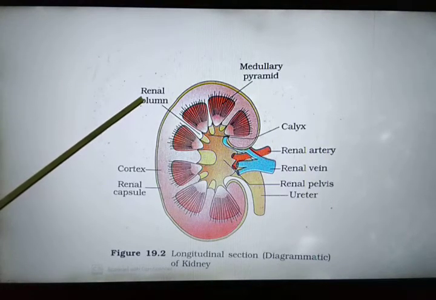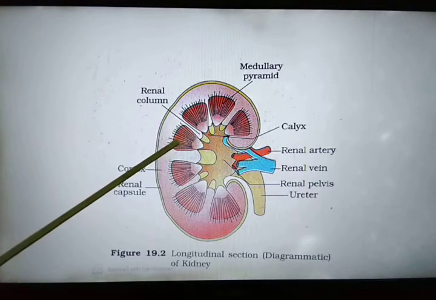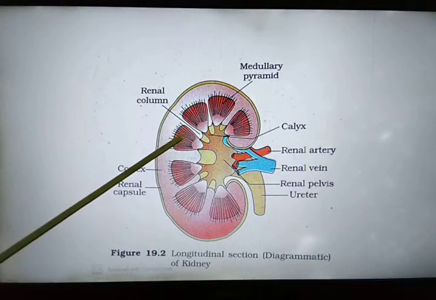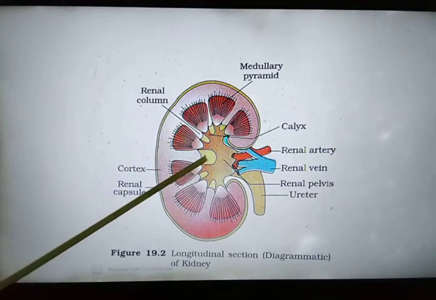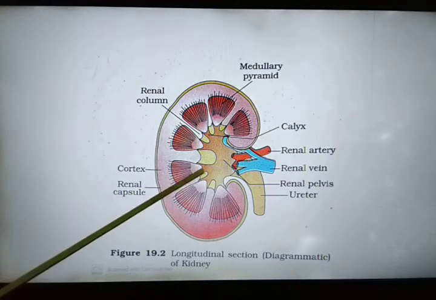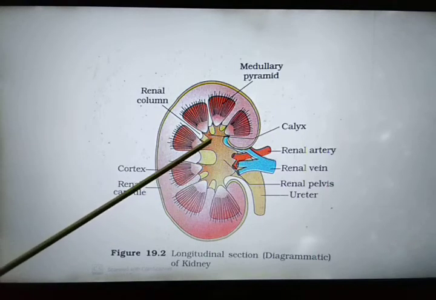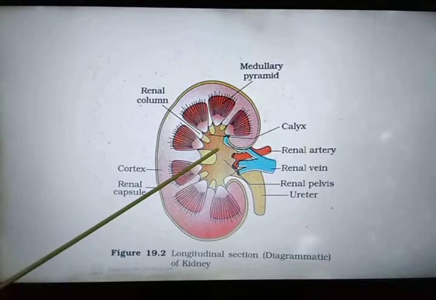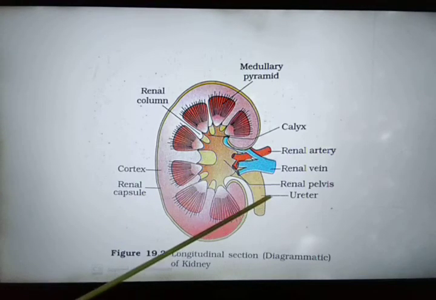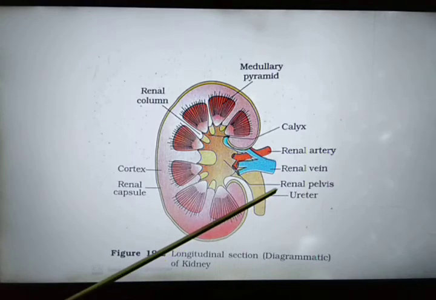B-E-R-T-I-N-I, column of Bertini. Then these renal pyramids or medullary pyramids open into a projection known as calyx. And these calyx open into a funnel shaped structure known as renal pelvis. I hope the structure of the kidney is clear to you.